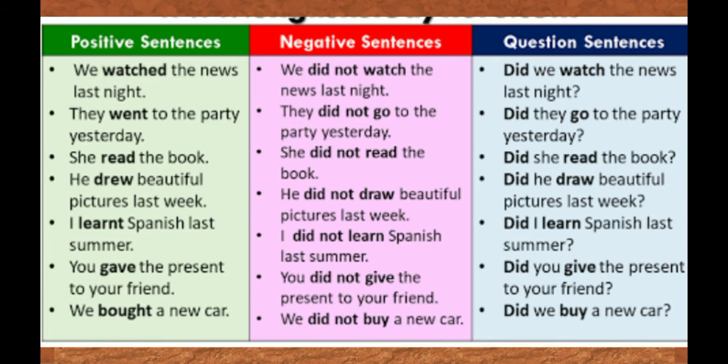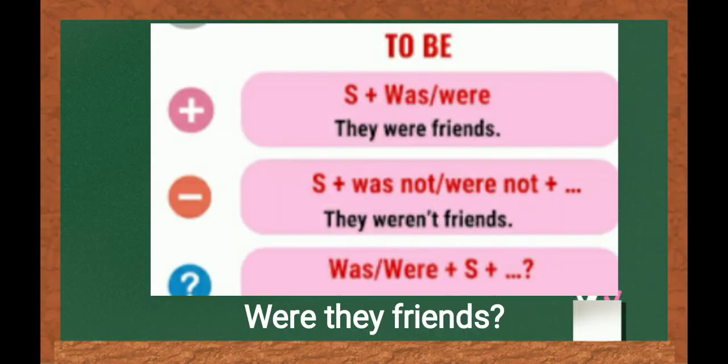Okay, that means in these sentences a main verb is there, but what will be the sentence structure of the past tense sentences which do not have a main verb? Let's see. That is called the to be verb. In an affirmative sentence, the structure will be subject, then was or were, and then the rest of the sentence. You know the use of was and were.